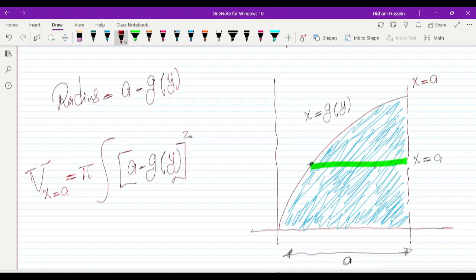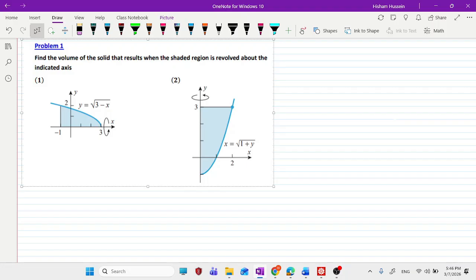In problem 1, find the volume of the solid resulting when the shaded region is revolved about the indicated axis. In this area, we need to rotate about the x-axis. This area, we need to rotate about the y-axis.